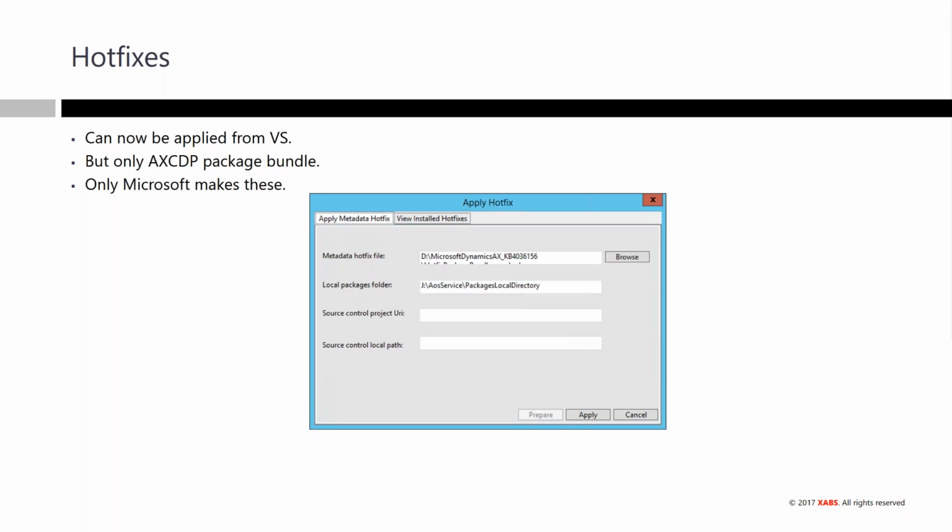Go on the Dynamics 365 menu, go on the add-ins, and there's a menu item in the add-in to do that. There is, however, one catch. This only supports AXCDP package bundles, and the only ones who can make these bundles at the moment is Microsoft. So hotfixes coming from ISVs, your own hotfixes, you're still stuck with doing this from the command line. But if you get them from Microsoft, this is nice. You don't have to remember how to use the command line, and it just works. Select the package bundle, and then apply it, and off it goes.